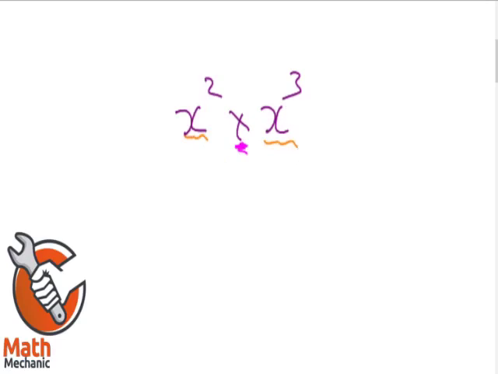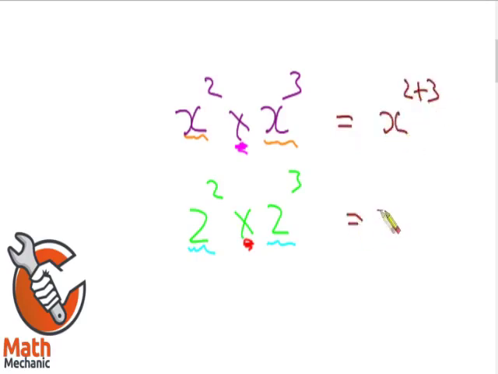It would also work if you have numbers, 2 to the power of 2 times by 2 to the power of 3. We've got multiplication and we have the same base numbers. What happens in a case like this is you just simply add the exponents. So that will be x to the power of 2 plus 3, and this will be 2 to the power of 2 plus 3.